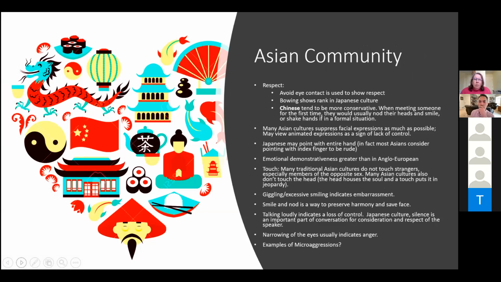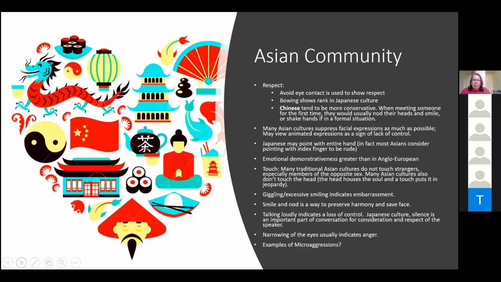Next is the Asian community. Again, 6 origin groups: Chinese, Indian, Filipino, Vietnamese, Korean, and Japanese. So here again, we have avoiding eye contact is used to show respect. In the Japanese culture, especially, a bow is used as an introduction or a greeting. It also sometimes can show rank. Chinese tend to be more conservative when meeting somebody for the first time. They usually nod their heads and smile. They don't necessarily touch.